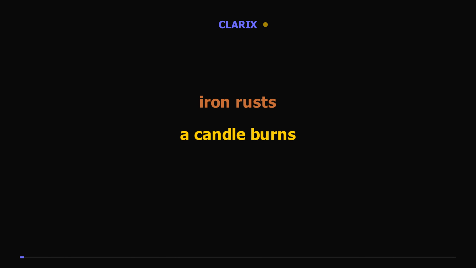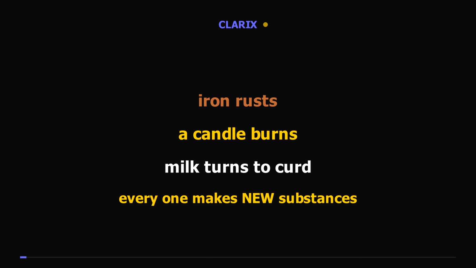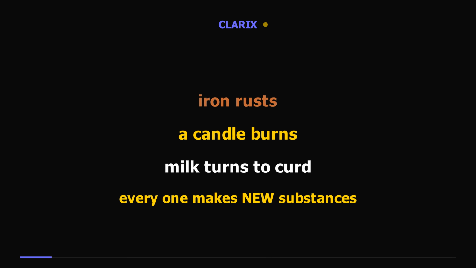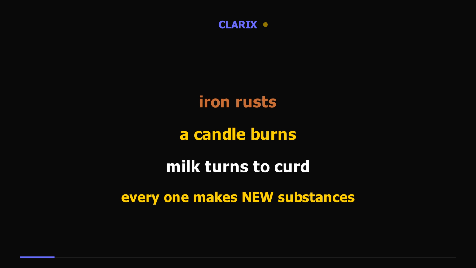Iron rusts, a candle burns, milk turns to curd, food goes stale. Every one of those is a chemical reaction. New substances are being made. In this chapter, we'll learn to spot a chemical reaction, write it as an equation, balance that equation properly, sort reactions into 5 simple types, and finally see why iron rusts and why food goes rancid. We start from 0, no chemistry assumed.